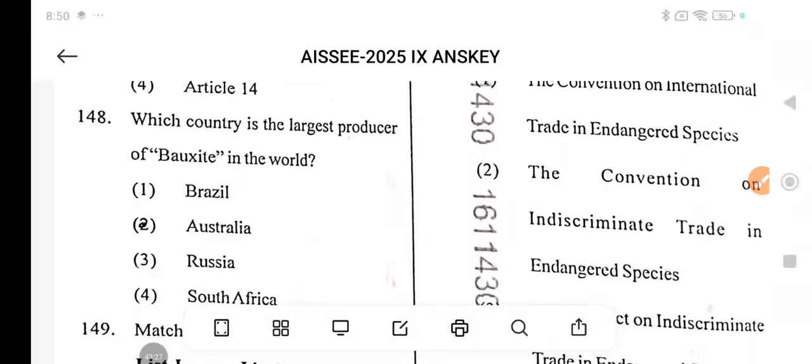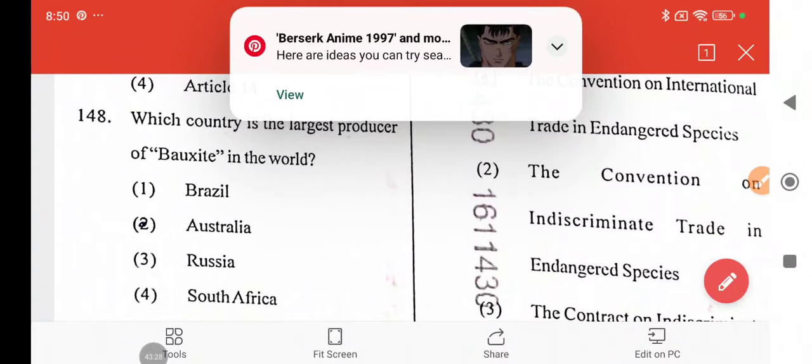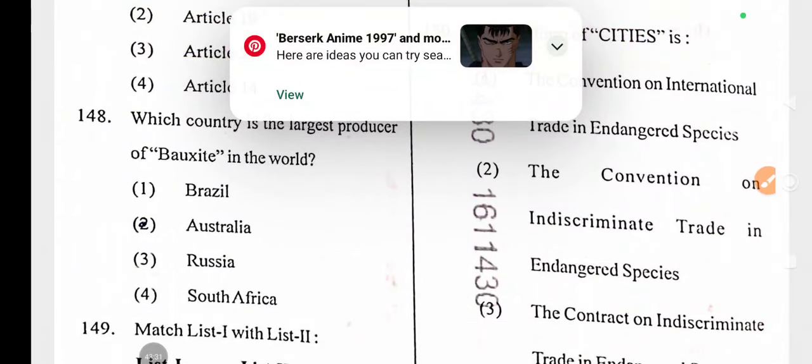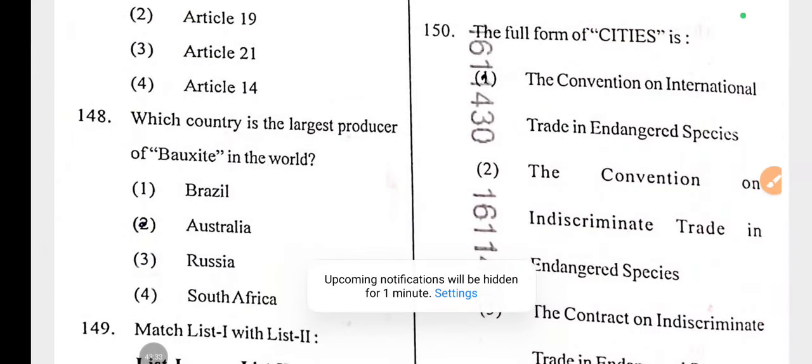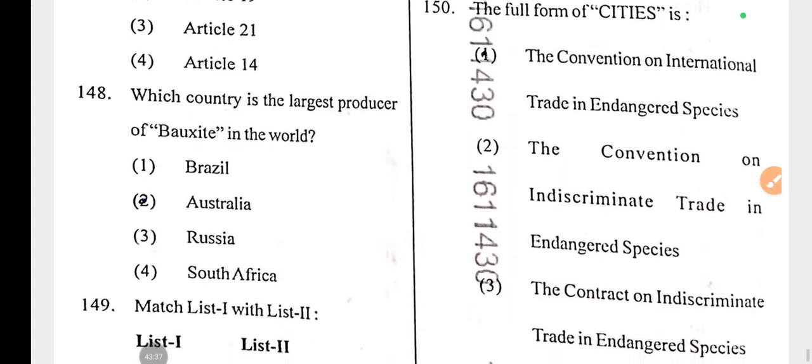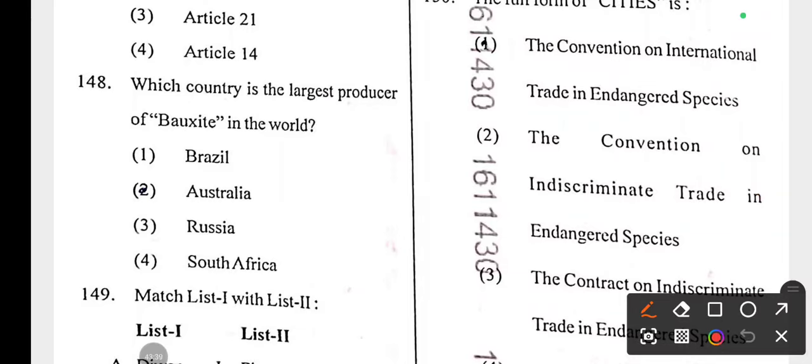150. The full form of CITES is option A, the Convention on International Trade in Endangered Species.